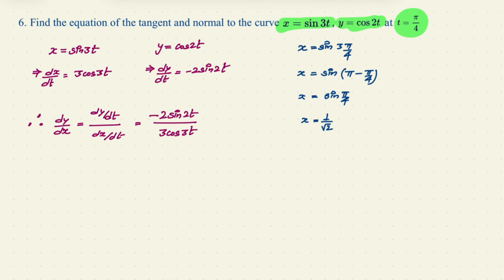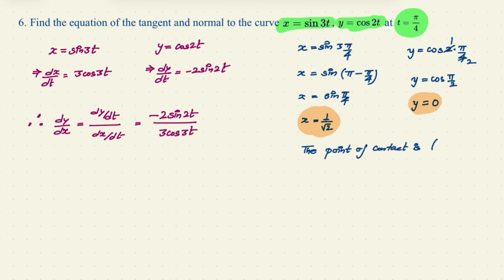Similarly, if I put t equals pi by 4 in the equation of y, we will have y equals cos 2 into pi by 4. Here 2 and 4 got cancelled, so y equals cos pi by 2, and we know the value of cos pi by 2 is 0. That means the point of contact is 1 by root 2 comma 0.